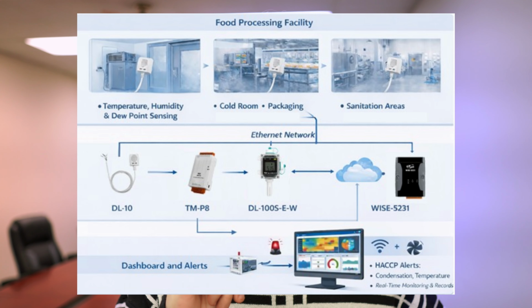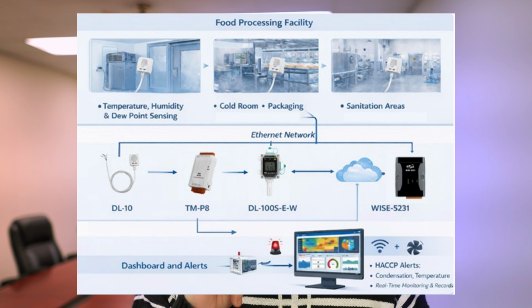This video walks through a DL10-centric environmental monitoring architecture used in a large food processing facility in order to measure temperature, humidity, and dew point at critical control points, automate compliance data collection, and reduce response time when conditions drift.